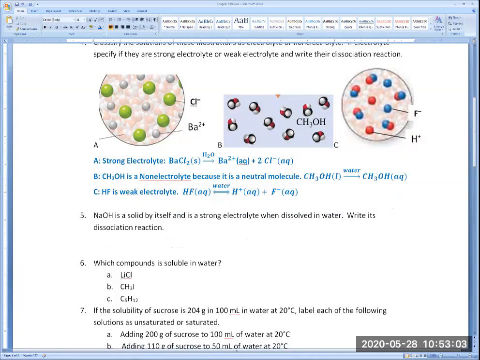So NaOH as a pure substance is a solid, and you can place it in water, it will dissolve, and it's a strong electrolyte when dissolved in water. And so let me show you the solubility rules briefly here.